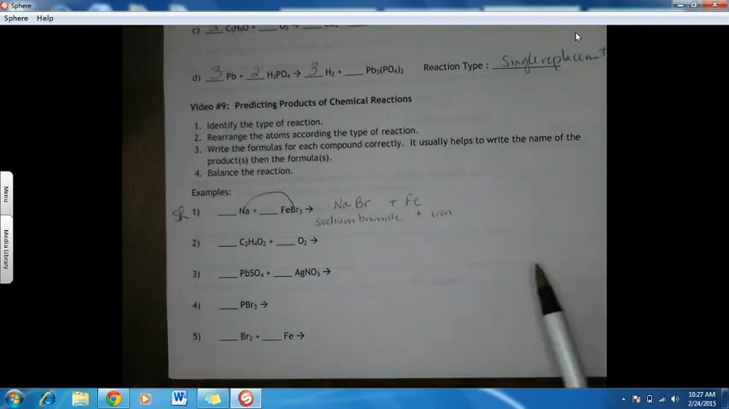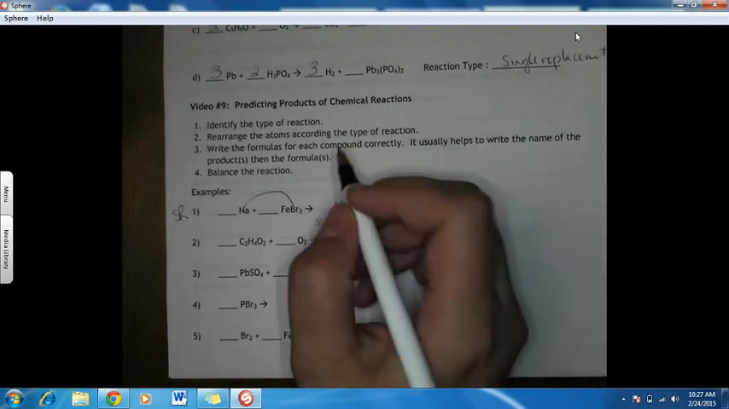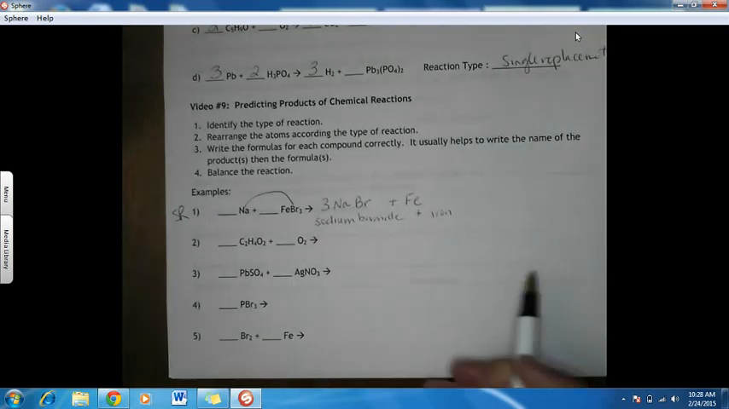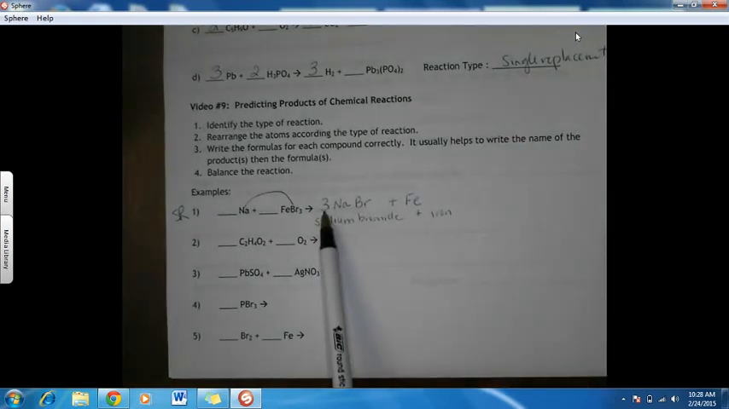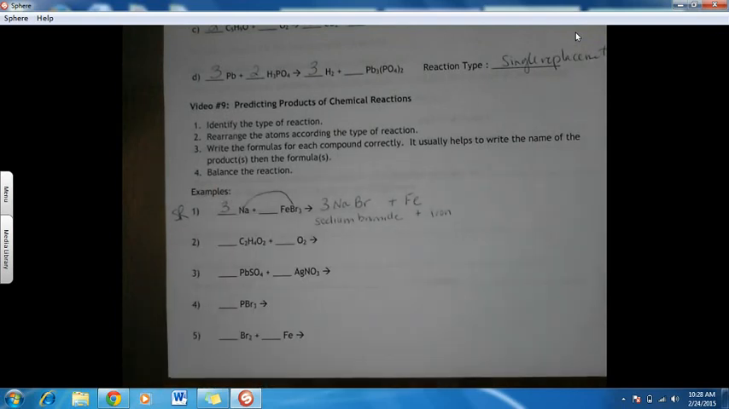Now, of course, we also have to balance the reaction. So we have 1 sodium, 1 sodium, 1 iron, 3 bromines, 1 bromine. So that means I'm going to need a 3 here to make 3 bromines. But then that changes the number of sodium. So I have to multiply over here so that the sodium is balanced with a 3.